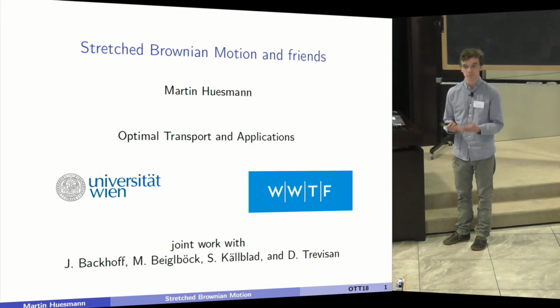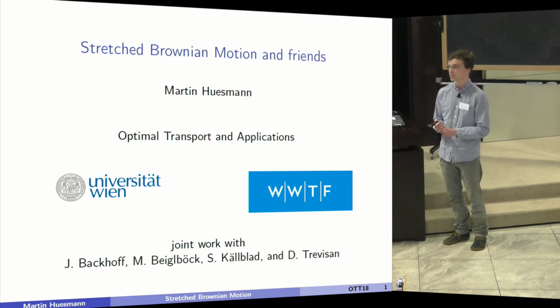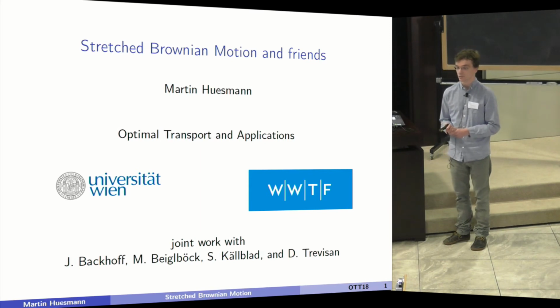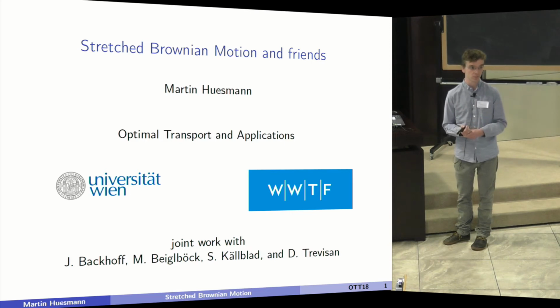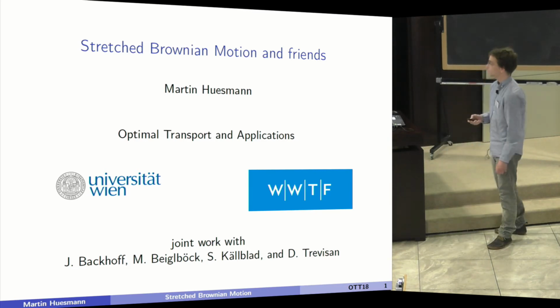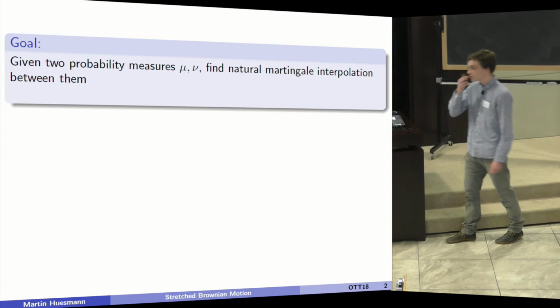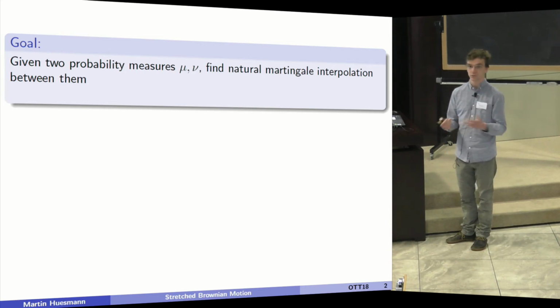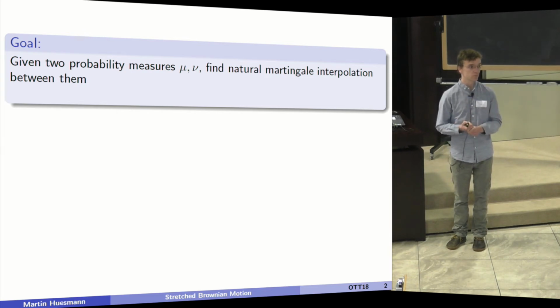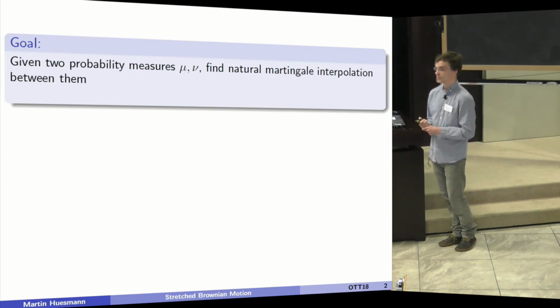But I think my own main motivation is really about understanding martingales and the structure of martingales, because martingales are the main building block for modern stochastic analysis. And if you want to construct stochastic processes, one part of it is understanding martingales. So the very rough goal for today is, if you're given two probability measures, mu and nu, I want to construct a continuous time martingale between these two measures. And I want to construct a certain natural martingale between these measures.